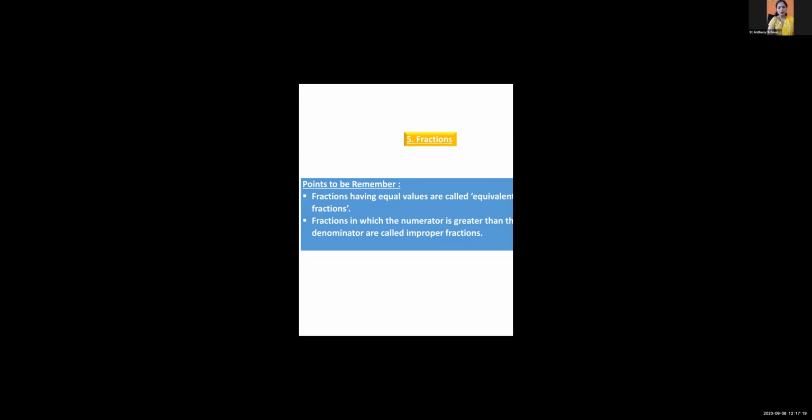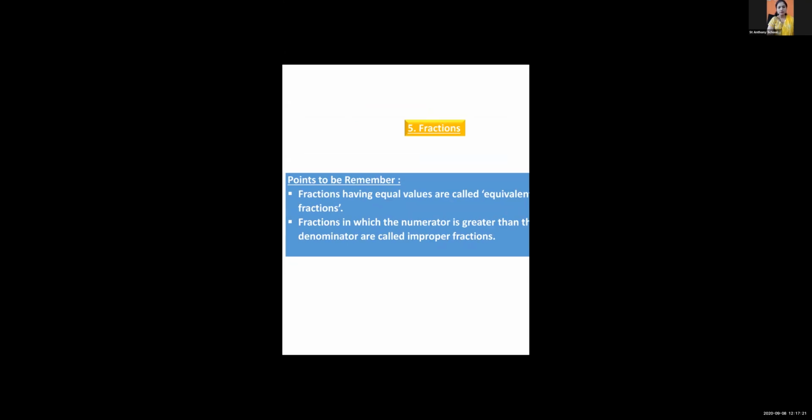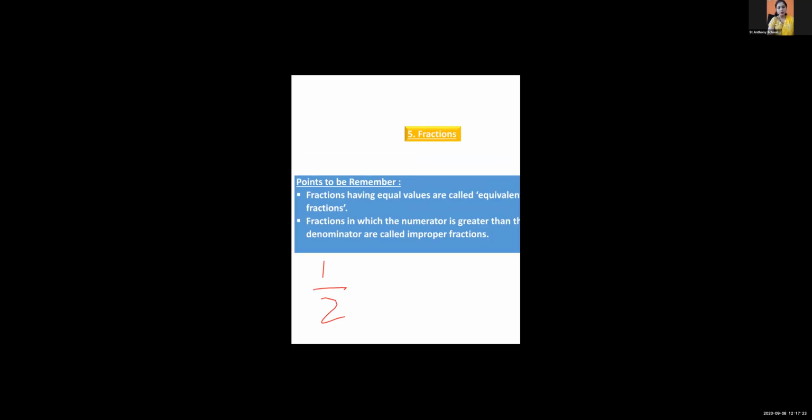Now only I told you 1 upon 2, 2 upon 4, 4 upon 8. If we multiply and if we divide, we are getting the same values. If we are dividing, 2 ones are 2, 2 twos are 4, 4 ones are 4, 4 twos are 8. Here every time we are getting the same value, 1 upon 2, 1 upon 2, 1 upon 2. So these fractions are the equal fractions.